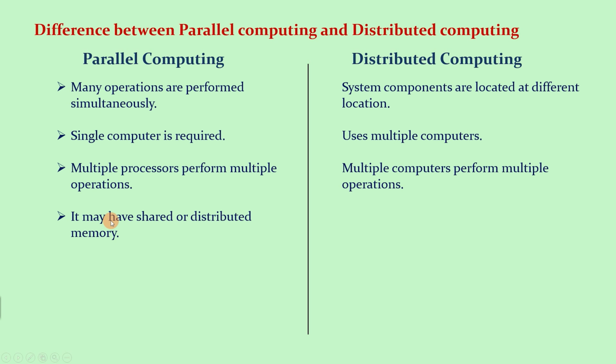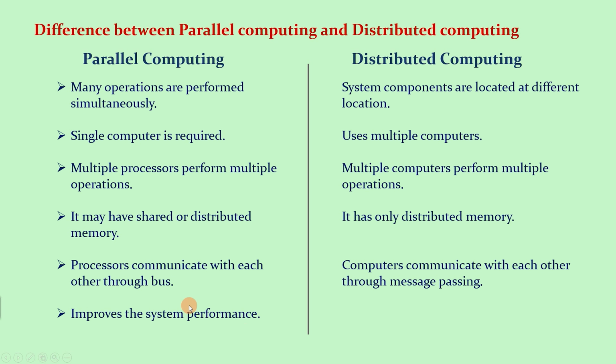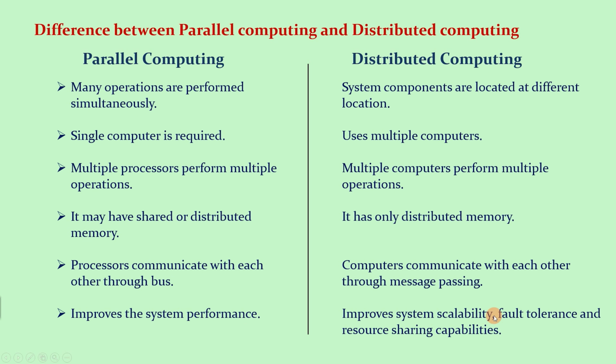Parallel computing may have shared or distributed memory. Distributed computing has only distributed memory. In parallel computing, processors communicate with each other through a bus. In distributed computing, computers communicate with each other through message passing. Parallel computing improves the system performance, while distributed computing improves the scalability, fault tolerance, and resource sharing capabilities.